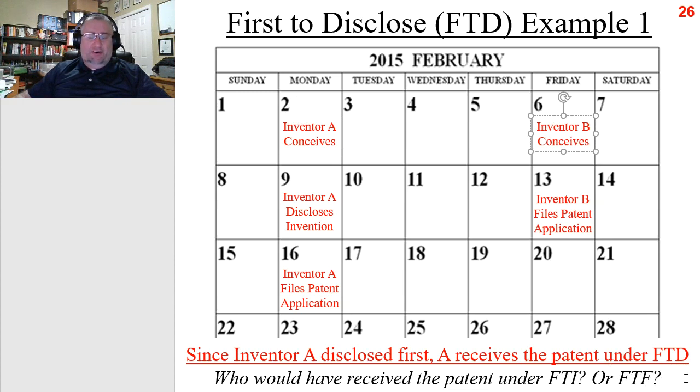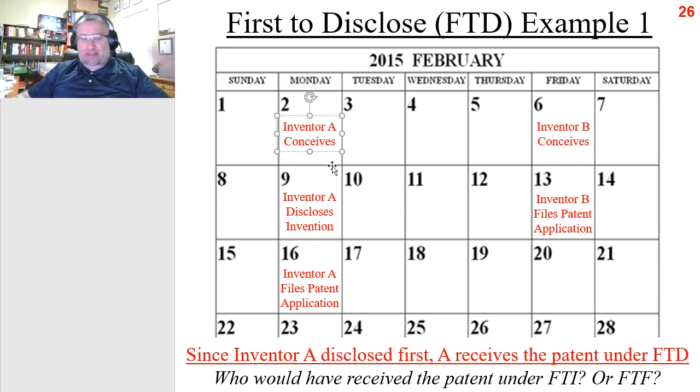What about FTF, first to file? Well, the answer there is different, because what matters in an FTF system is the filing date. Like Europe, for example, is an FTF system, and inventor B would have ended up getting this patent under FTF because they filed on the 13th, whereas inventor A filed on the 16th, and all of this previous stuff about who conceived what and who disclosed first does not matter under an FTF system.